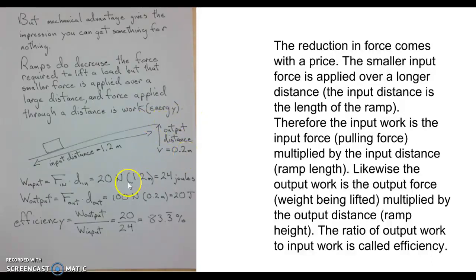And so really it's just force times distance again, except the force is the output force, that is the weight, 100 newtons. And the distance is the height of the ramp, 0.2 meters or 20 centimeters. So 100 newtons multiplied by 0.2 is 20 joules of stored potential energy. So we get out 20 joules in stored potential energy, and we put in 24. So 83% of the energy we put in is stored. We're only wasting 17% of the energy.